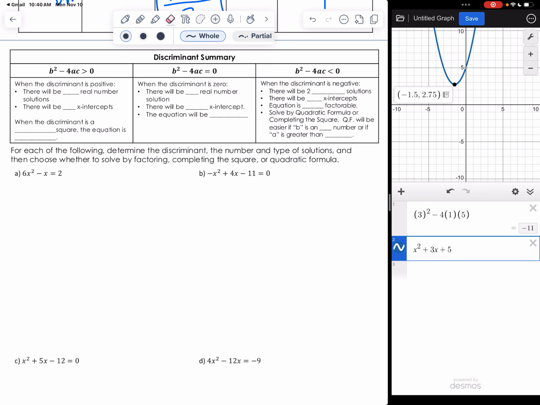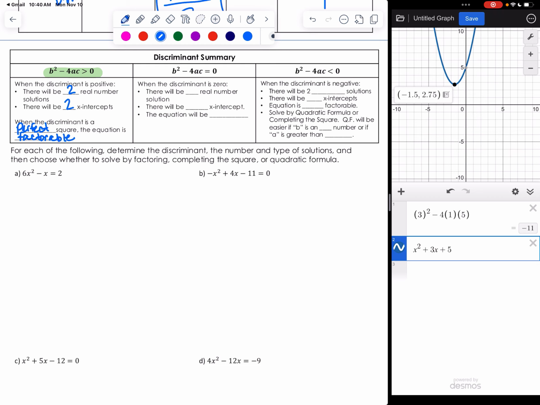All right. So, discriminant summary. If b squared minus 4ac, the discriminant, is greater than 0 or positive, that simply means there'll be 2 real number solutions and there will be 2 x-intercepts. But if the discriminant is a perfect square, we know that the equation is factorable.